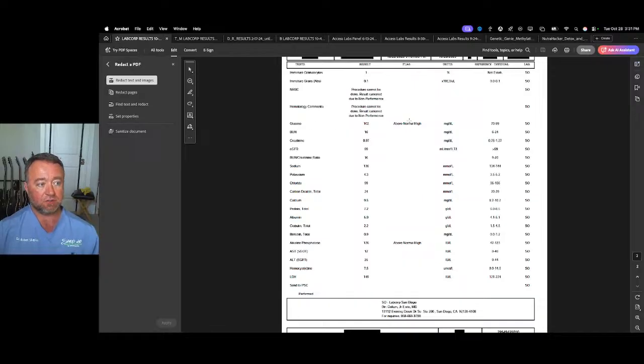His glucose did show above normal high. So the lab range is 70 to 99. I'll tell you right now, I like to see it no higher than 95.